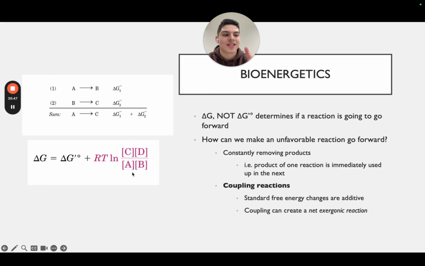However, in cellular concentrations, we know that's not true. We know that these are going to vary. The C, the D, A, B, whatever it is, that ratio is going to vary based on cellular concentrations. So this can actually alter whether the delta G itself is positive or negative, even though the delta G naught may tell you it's negative. In cellular conditions, it could turn positive because of that ratio.